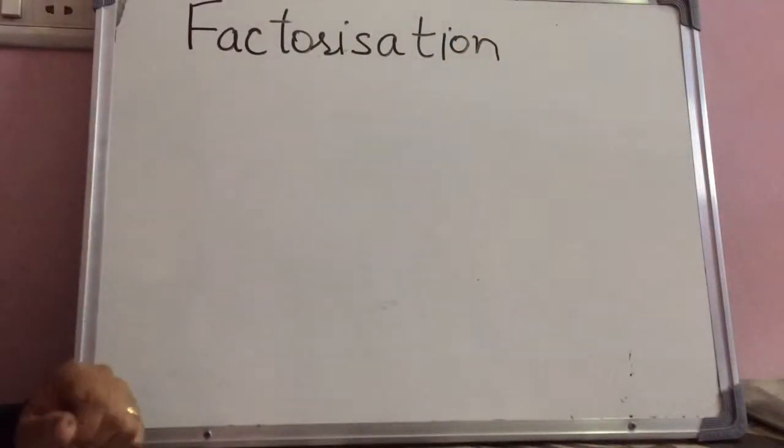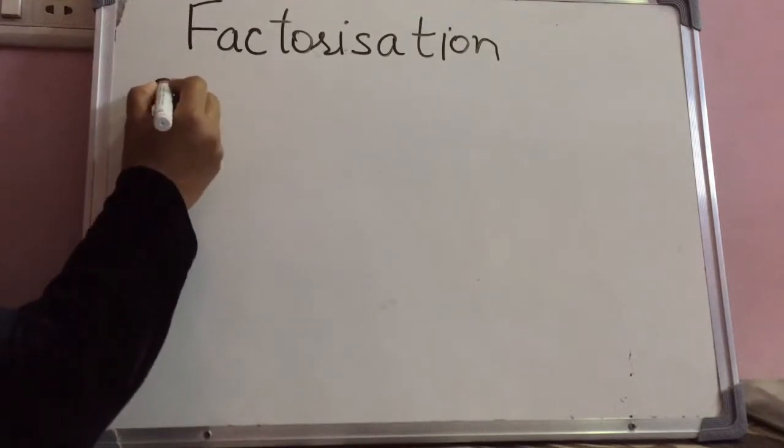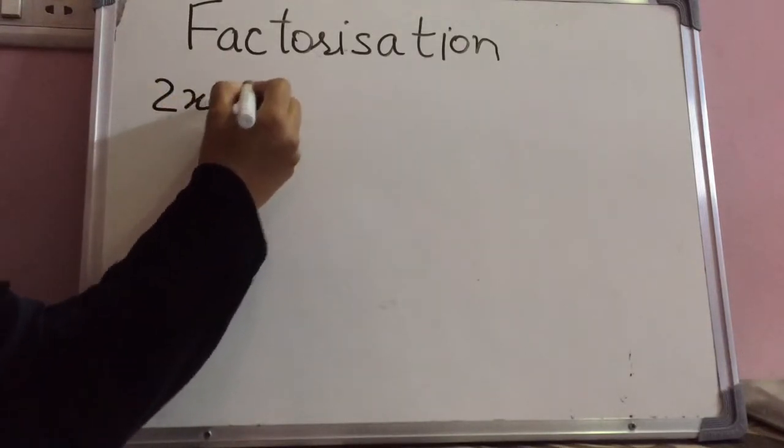So what is factorization? Factorization is product of factors. What are product of factors? Product of factors may be numbers, algebraic expressions or variables. Suppose this is an expression 2x plus 4.